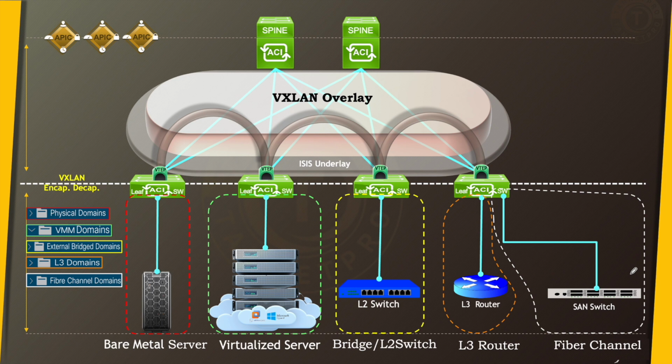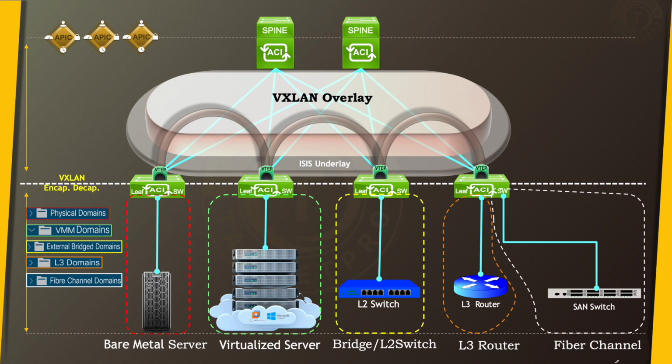So these five types of domains we have to create as of now. If we connect physical devices, then we'll create physical domains, like bare metal. If we connect virtual devices, then we create a VMM domain, or virtual domain. If we connect any L2 switches, then we'll create an external bridge domain. For a router, we'll create L3 domains where we connect the L3 devices. And for the SAN network, or storage area network, where we connect fiber channel devices or switches, we will create fiber channel domains. So these are purely logical domains we create so that we can understand who is connected, right?